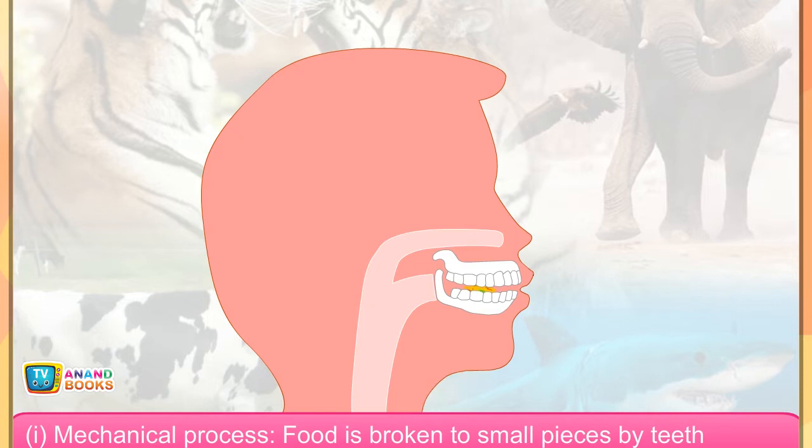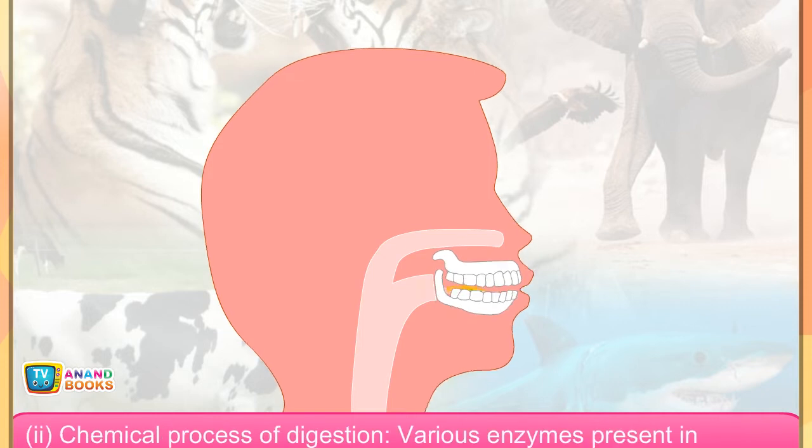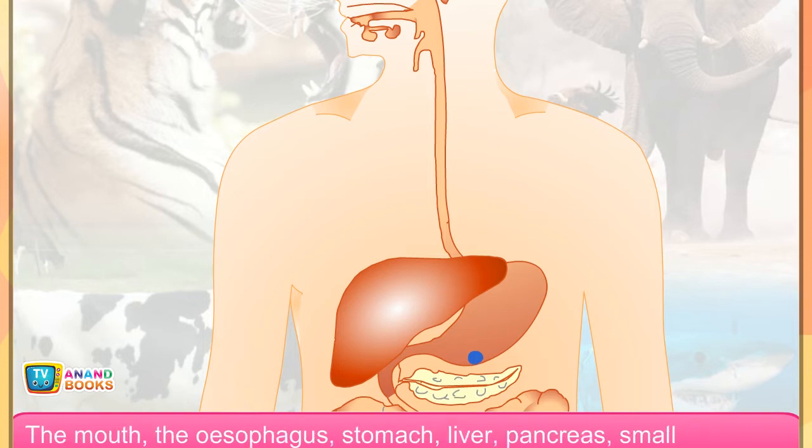Saliva of the mouth mixes with the food and converts starch into sugar. It is called mastication. Number 2. Chemical process of digestion. Various enzymes present in saliva, stomach and intestine help in digestion of food. The mouth, oesophagus, stomach, liver, pancreas, small intestine and large intestine take part in the process of digestion.